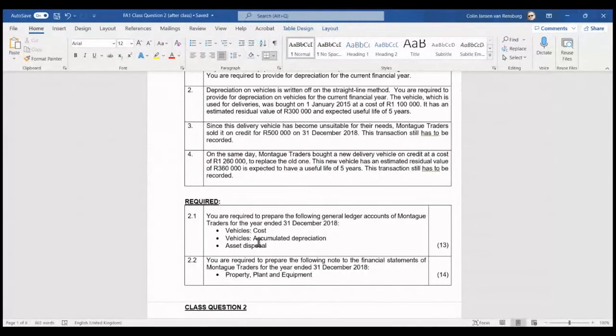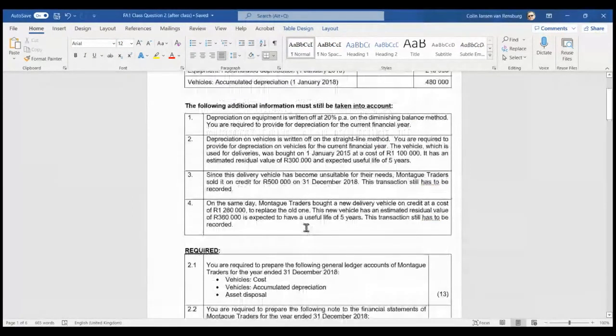And then in 2.2, they say you are required to prepare the following note to the financial statements of Montague Traders for the year ended 31st of December 2018, the property, plant and equipment note. Now, you'll see we do that in a table form. I have been told that you actually learn about a similar kind of table in statistics for accountants. So hopefully it will look familiar to you.